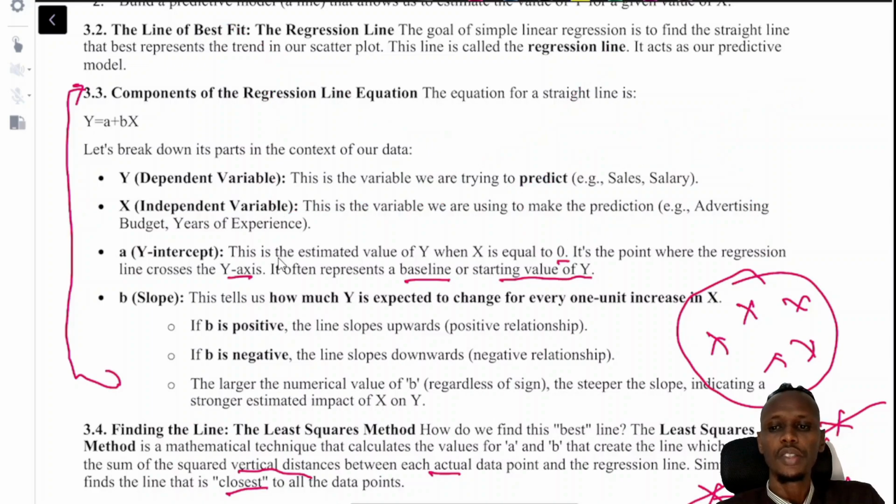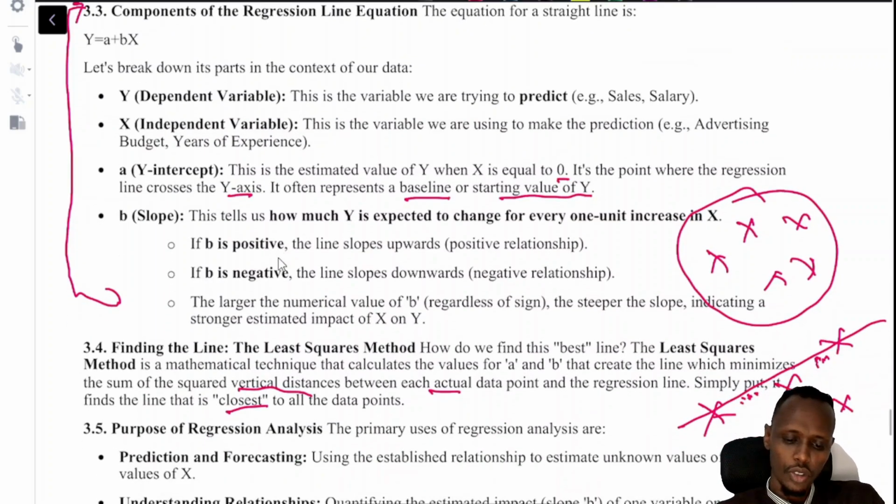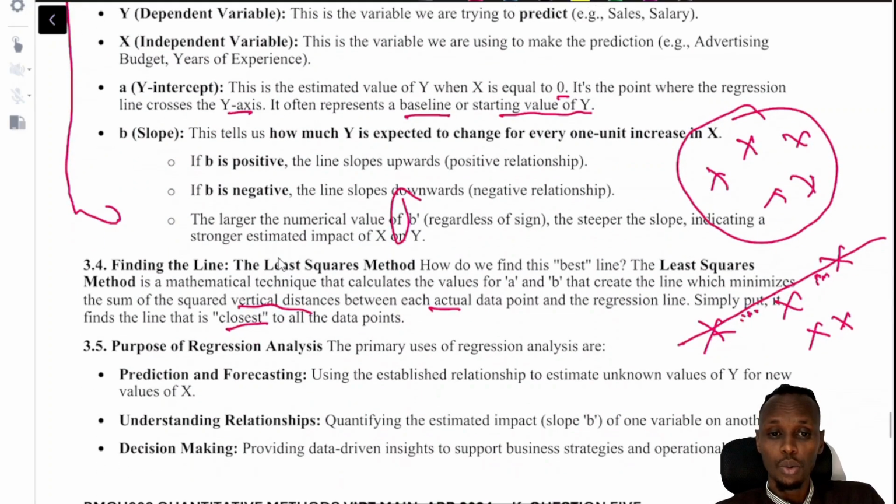So that is the case. So the larger the numerical value of this b, regardless of the sign, the steeper the slope, indicating a stronger estimated impact of x on y.